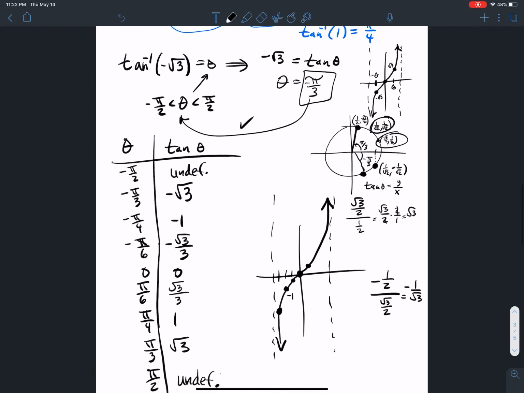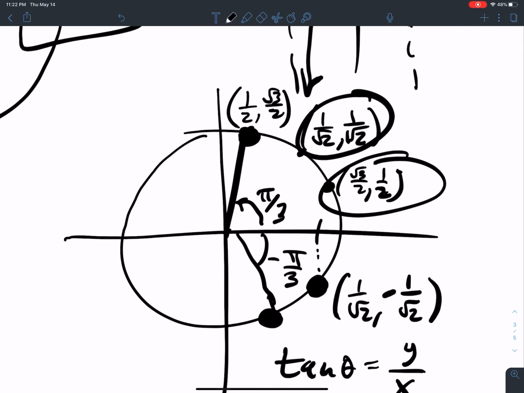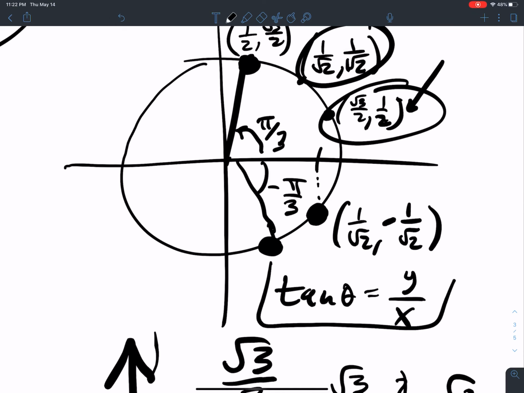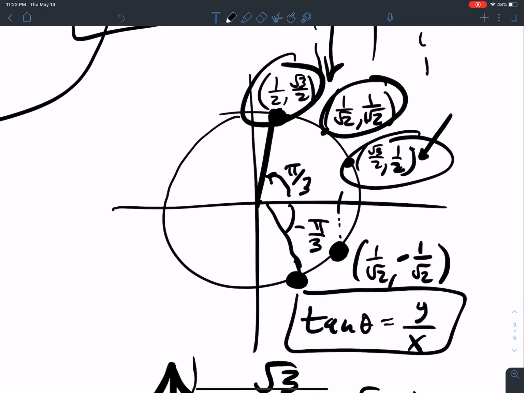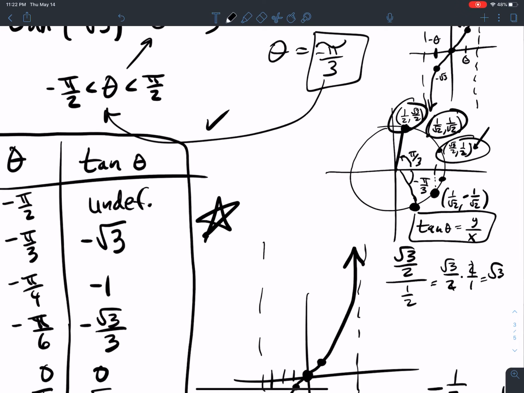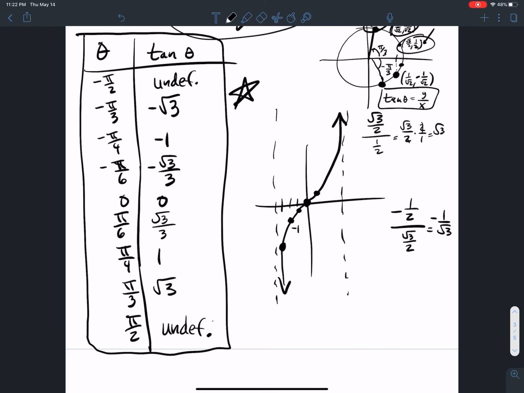Okay, so those are values you really need to memorize. Really, you've got to memorize these, and you can derive them from your unit circle here, remembering that tangent is y divided by x. So all those values come from your unit circle. So make sure that you learn those values.